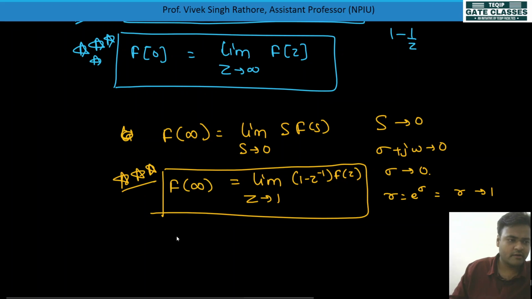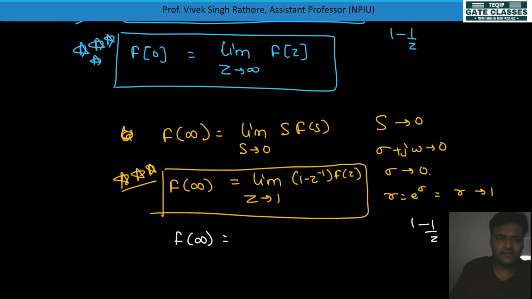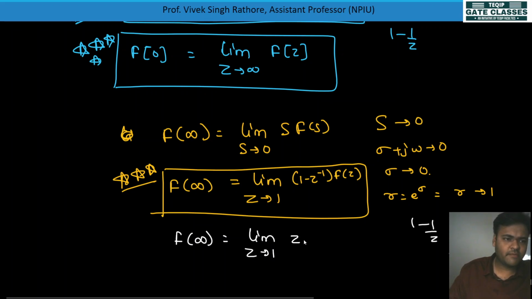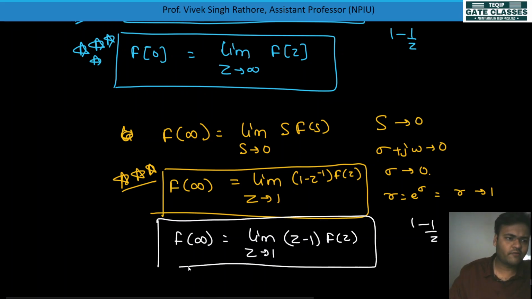Otherwise, one more statement is there. See, 1 minus z inverse means 1 minus 1 by z, so it can be written as (z minus 1) by z. If you write z equal to 1 in the denominator, then 1 minus 1 is 0, and ultimately everything becomes 0, so there is no final value. That won't happen, that's why we can put z equal to 1. So directly we can write limit z tending to 1 of (z minus 1) into F of z. This expression is also valid for the final value theorem.